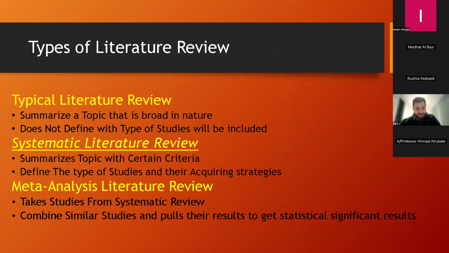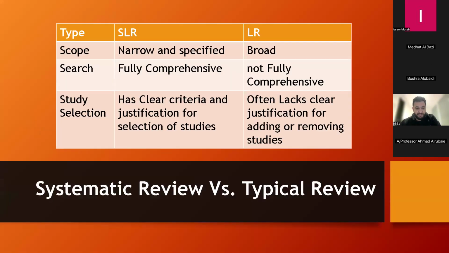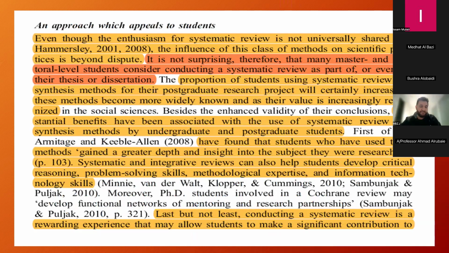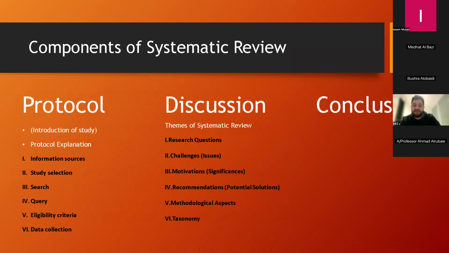I know the time is not... I don't have enough time to explain in detail, but I'm going to jump to the details of the systematic review, how we do the systematic review. So in the systematic literature review, we have 3 main elements. We have the protocol, the discussion, and then the conclusion.